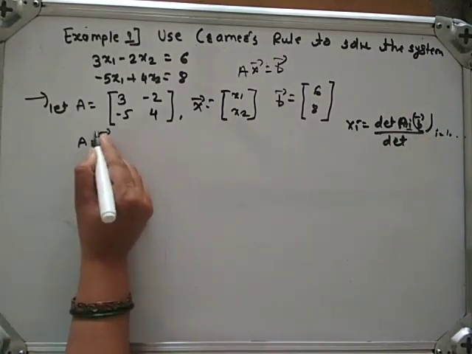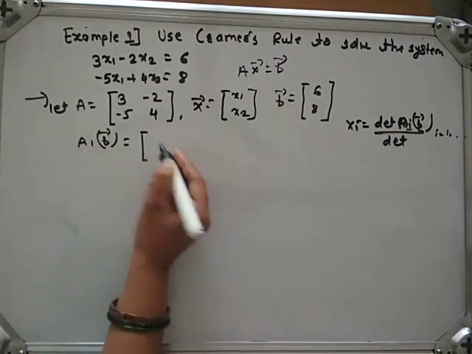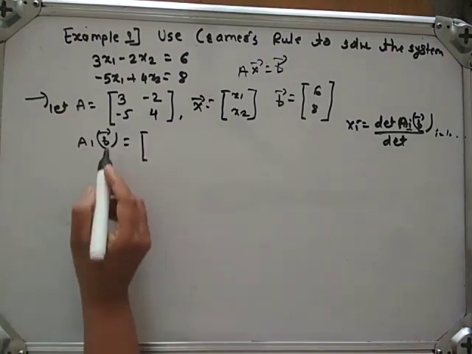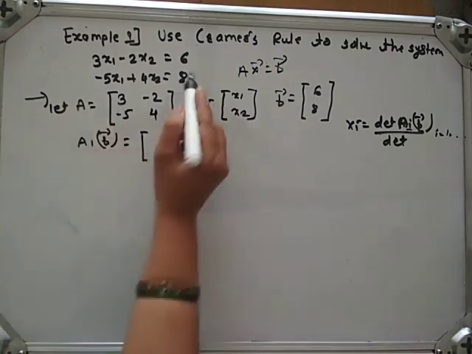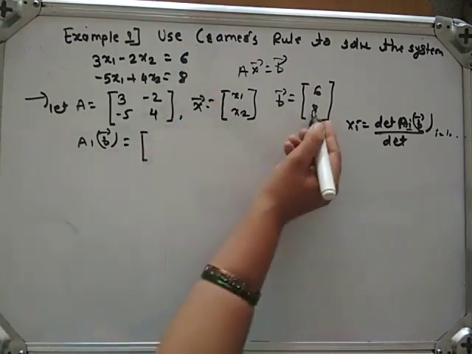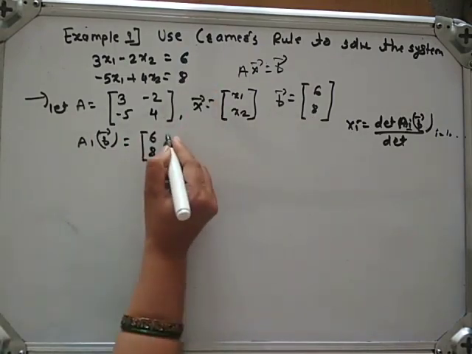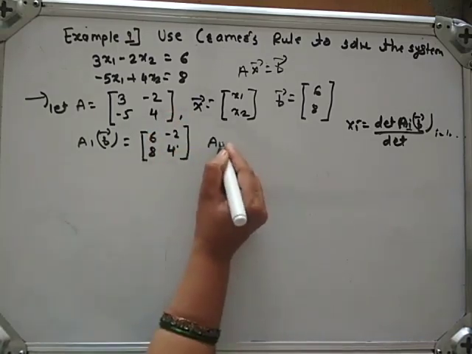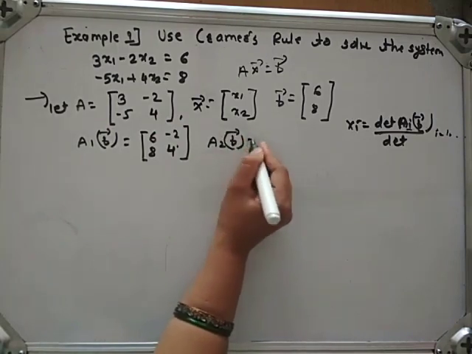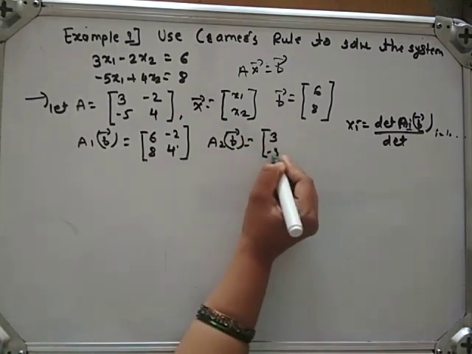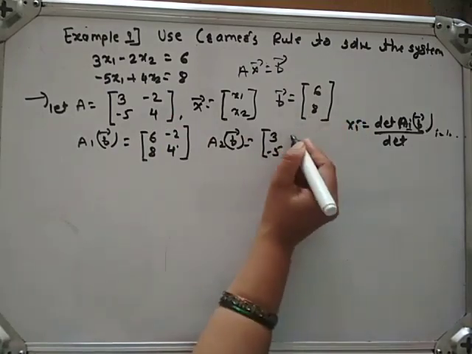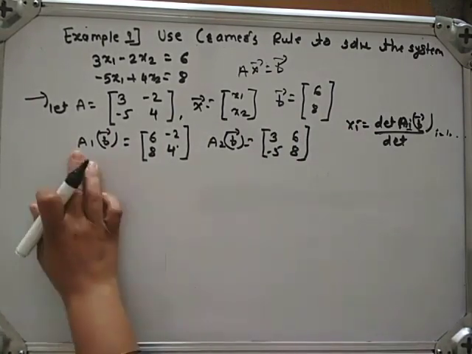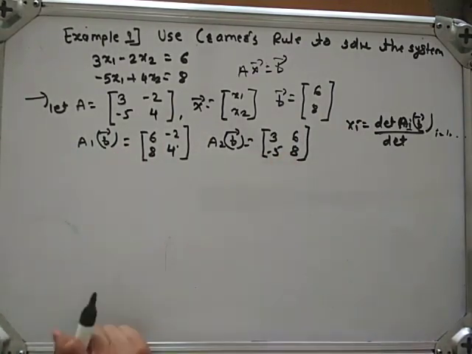So A1(b bar) is equal to, students, we have to find A1(b bar). Instead of the first column, write down the entries of b bar, 6, 8, and keep the second column as it is, minus 2, 4. Next, A2(b bar) is equal to the first column as it is, and instead of the second column, write down the entries of b bar. This is A1(b bar) and this is A2(b bar).